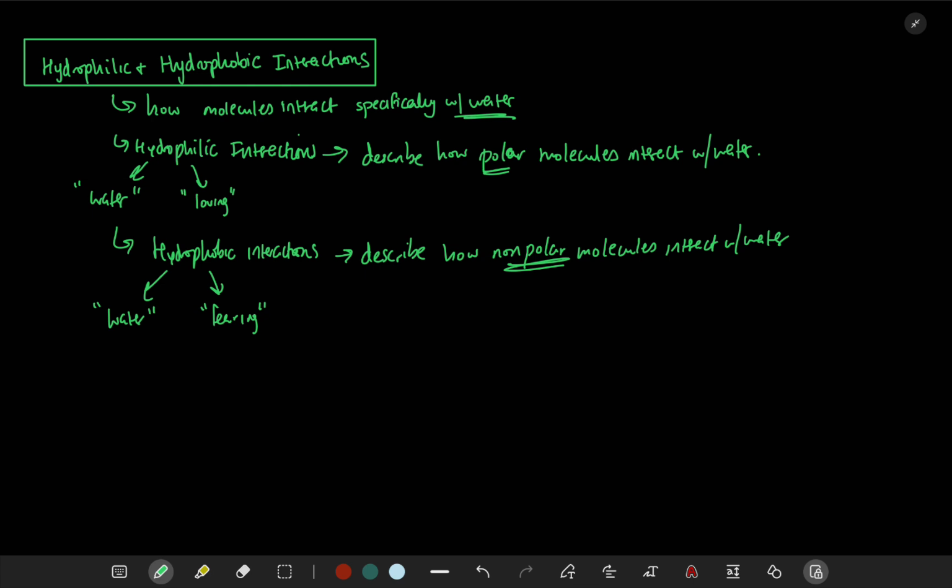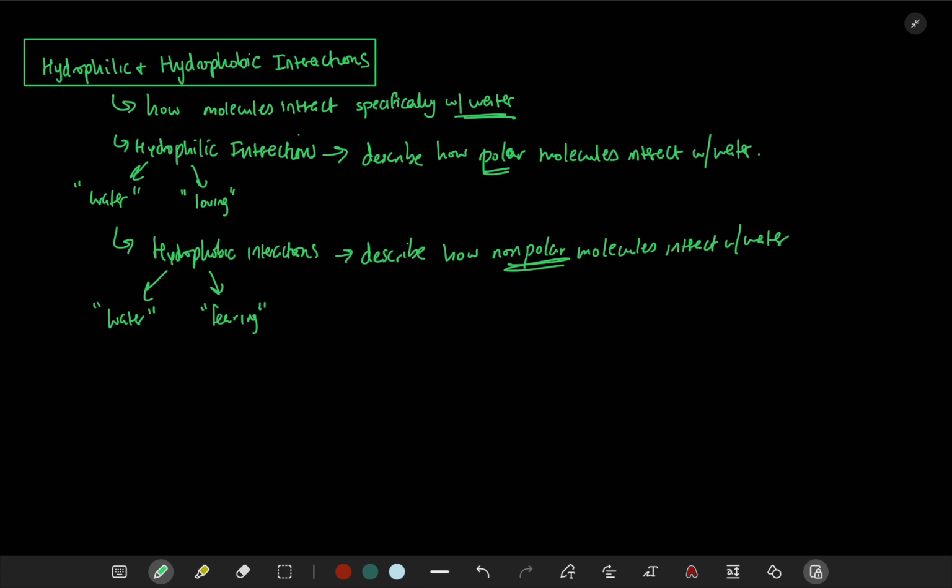And the opposite happens for nonpolar molecules, right? Nonpolar molecules will interact with other nonpolar molecules. And so nonpolar molecules are hydrophobic because they're water fearing. We discussed that hydrophilic interactions occur through those attractive forces, right? So they attract one another, and it's a very similar mechanism to hydrogen bonding, just not as strong. But hydrophobic interactions are a little bit different.